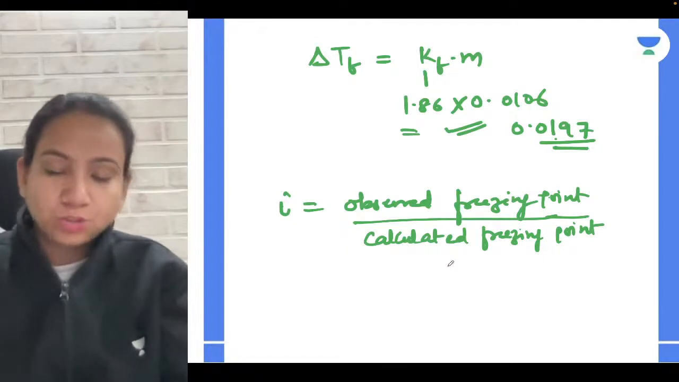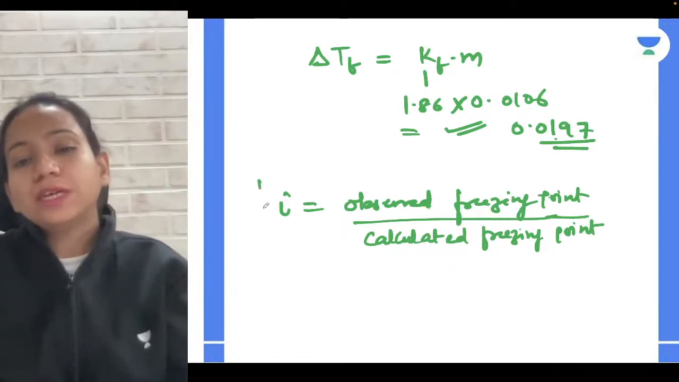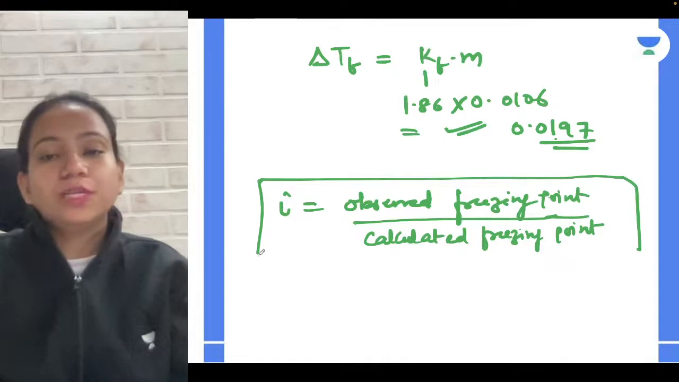Hi Piyush. So yes, we get i as the observed freezing point divided by the calculated freezing point.